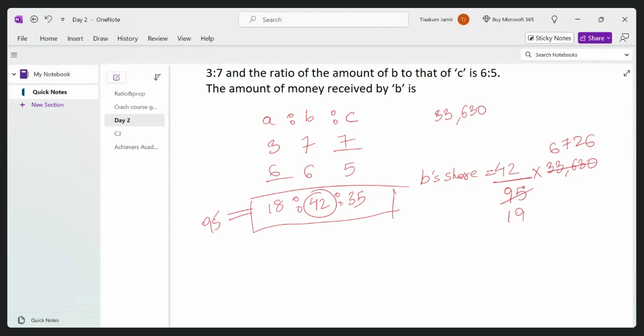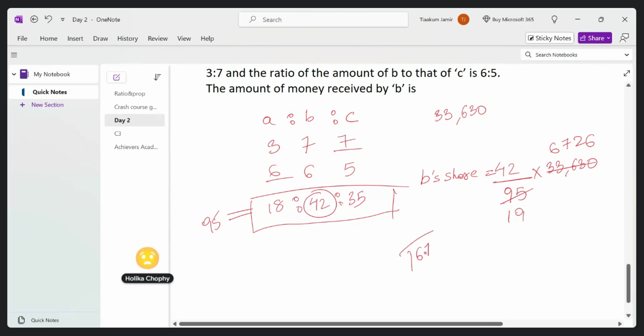Now 6726, you can cut with 19. 19 4 times will cross 67, so 19 3 times will give us 57. These two will come here. Now 19 5 times will give us 45. 4 in hand. 5 1 times 9 times, this will give us 76.